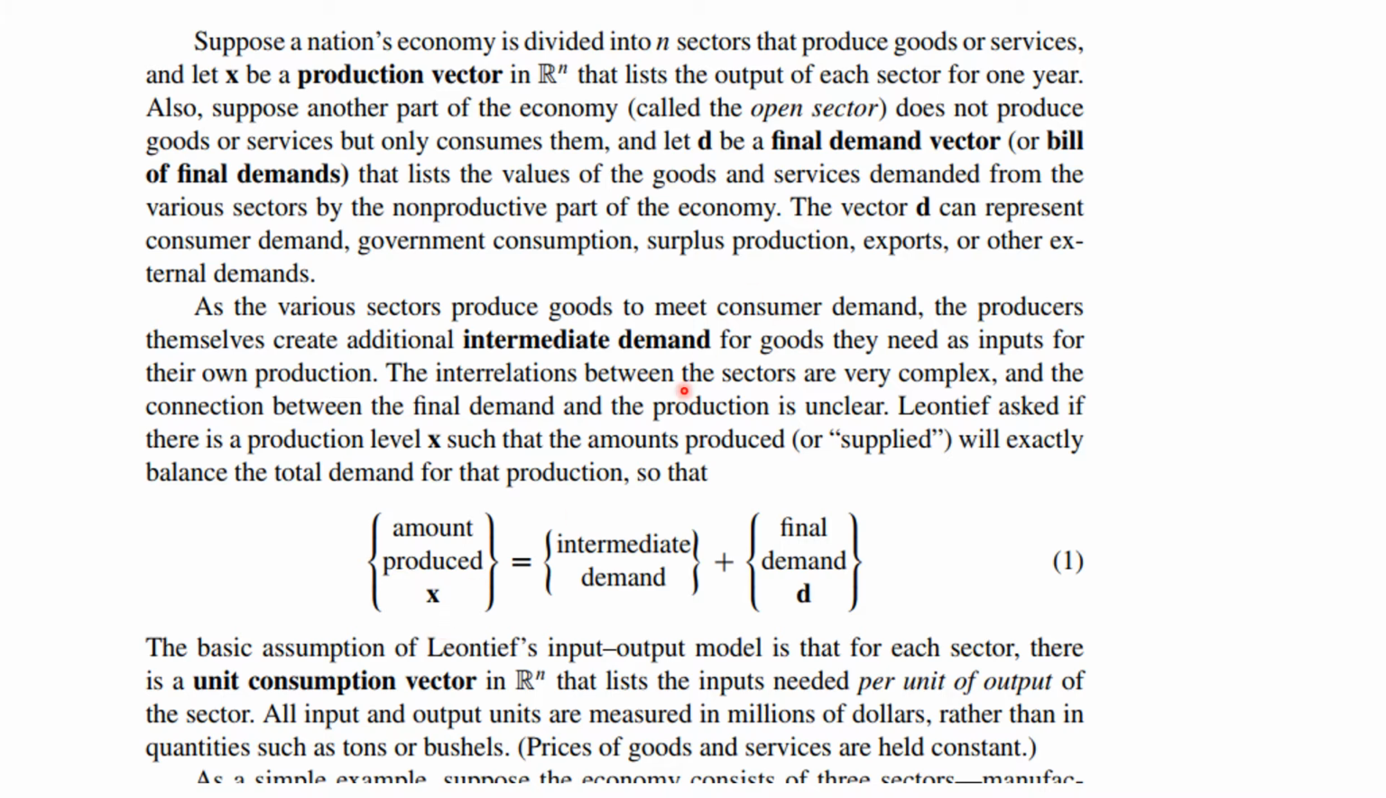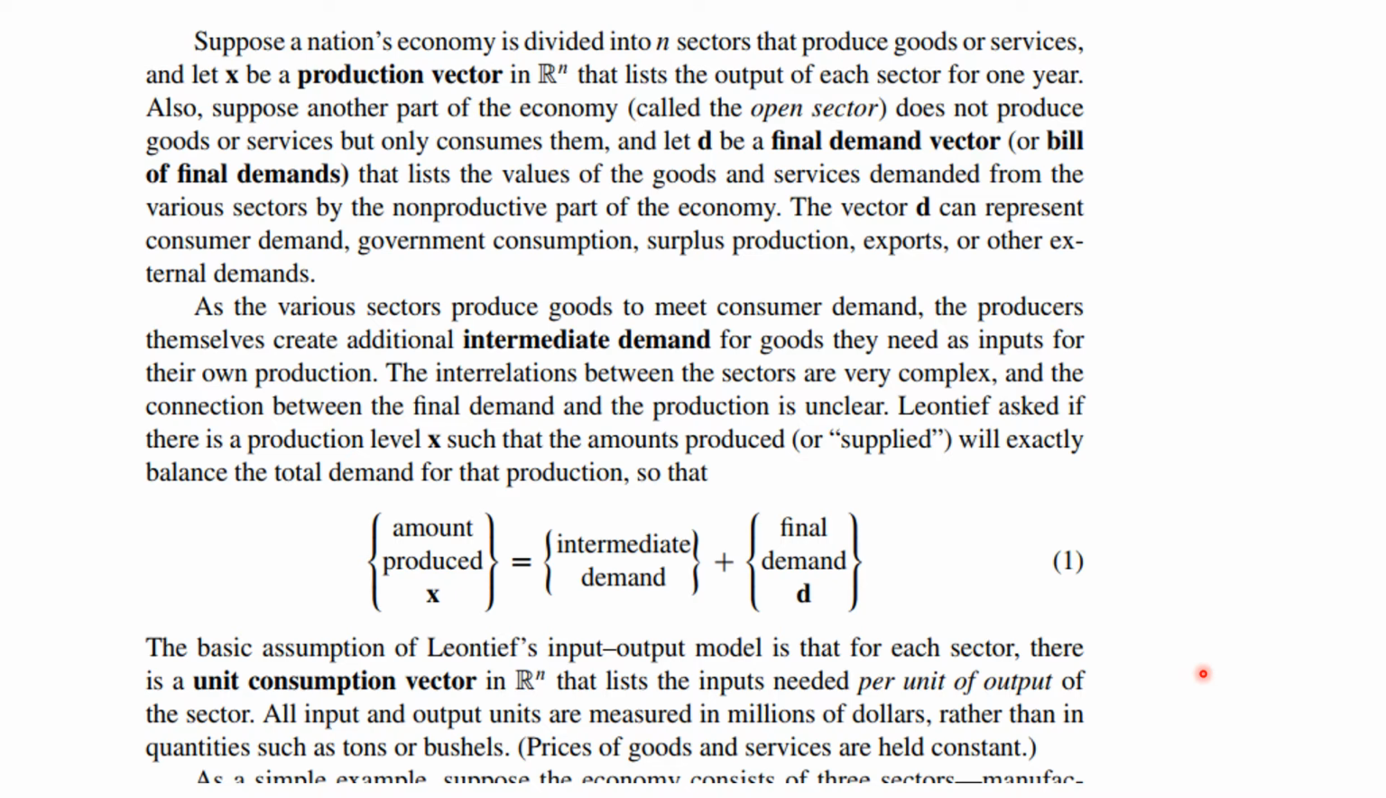Okay, so as the various sectors produce goods to meet consumer demand, the producers themselves create an intermediate demand. We'll talk more about this, and sometimes I call this intermediate, sometimes I call it internal demand for goods that they need as inputs for their own production. The interrelationships between the sectors are very complex, and the connection between the final demand and the production is unclear, so he asked, is there a production level, X, such that the amount produced or supplied will exactly balance the total demand for the product? That is, the amount produced will satisfy the internal demand or intermediate demand and the final external demand.